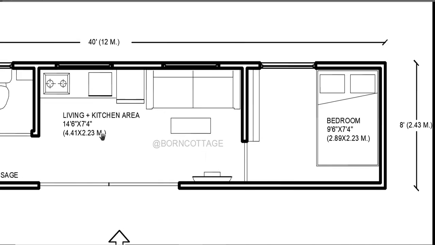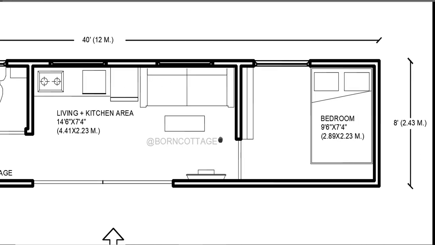So we have a living plus kitchen area. You can see here the sofa arrangement, tea table arrangement, TV unit on the front wall, and we have a kitchen cabinet with burner, sink and refrigerator arrangement. Also two large size windows for ventilation and light purpose of this area. After that we will go on the right side.